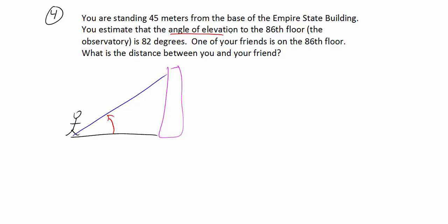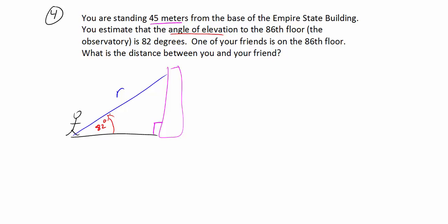So it says that you estimate the angle of elevation all the way up to the 86th floor, which is the observatory, to be 82 degrees. So we're saying that this angle here that you're looking up from is an angle of 82 degrees. And one of your friends is on the 86th floor, and the question is, what is the distance between you and your friend? Well, that means we're actually looking for this distance here. So we have a right triangle with the building, so how can we determine what this particular distance is going to be?